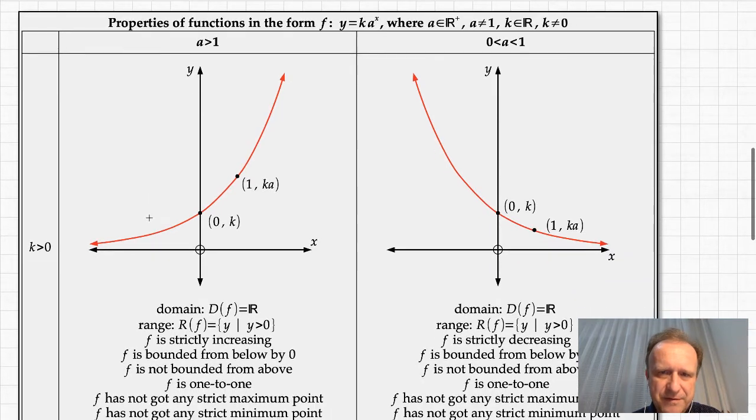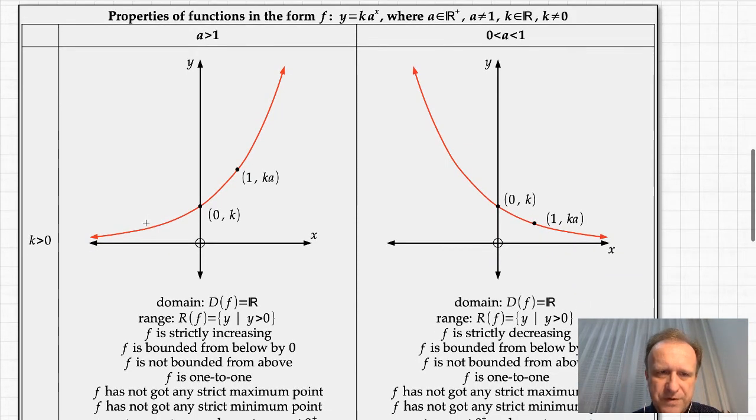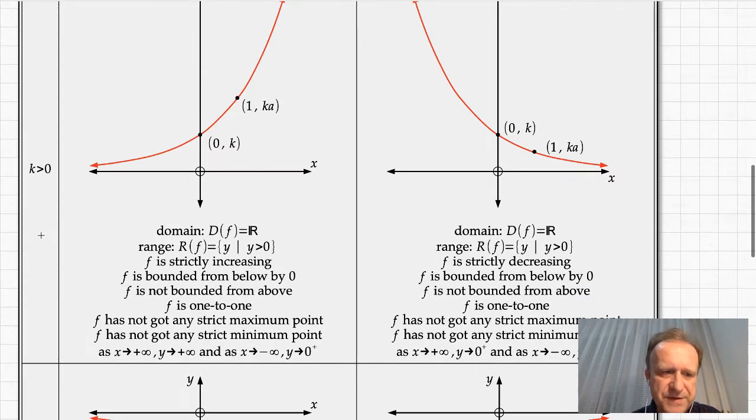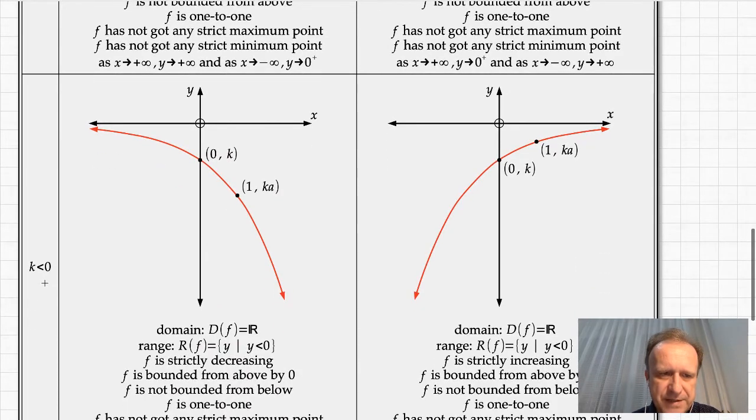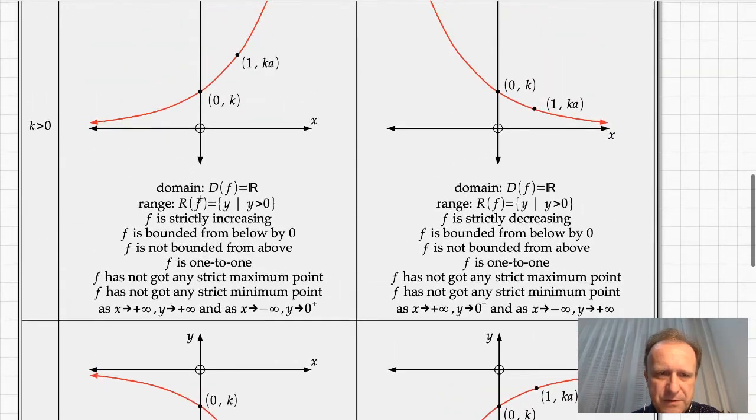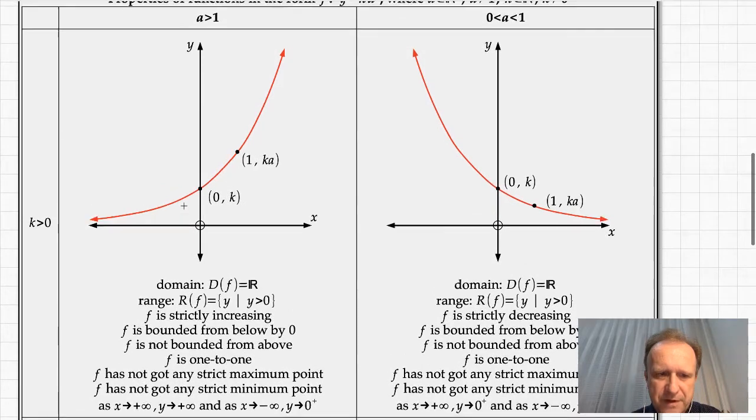This graph shows you all the situations, and you can study it later in more detail. It shows you all the situations for the functions y equals k times a to the power of x. So what can happen? Either a is greater than 1 or a is between 0 and 1. What can happen? k is either positive or k is negative. And here are the effects you observed on the graph yourself.